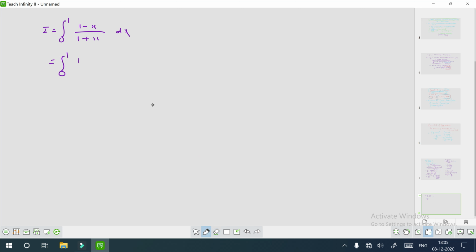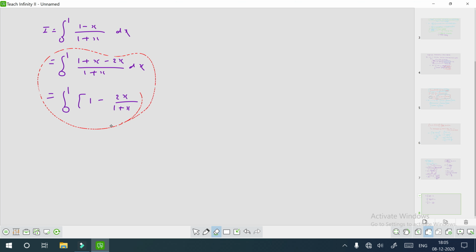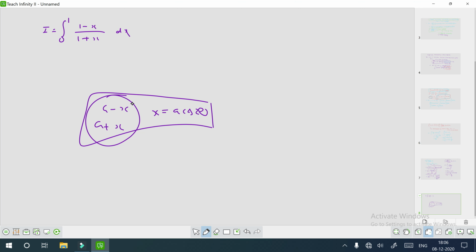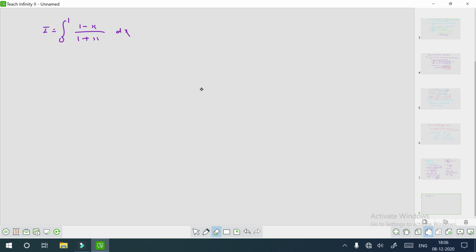Can I write here 1 plus x minus 2x over 1 plus x? Yes, we can write it. Into dx, so that comes out 0 to 1, 1 minus 2x over 1 plus x, no. So once again we get the same thing, so it cannot be worked together. So what we have to do? In that case, we know that when a minus x and a plus x come gathered together, then x is equal to a cos 2 theta. This is the substitution we can take. Here also we will take this substitution.